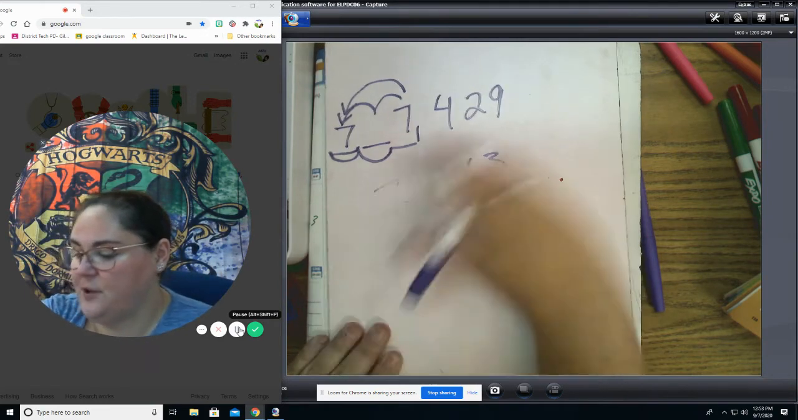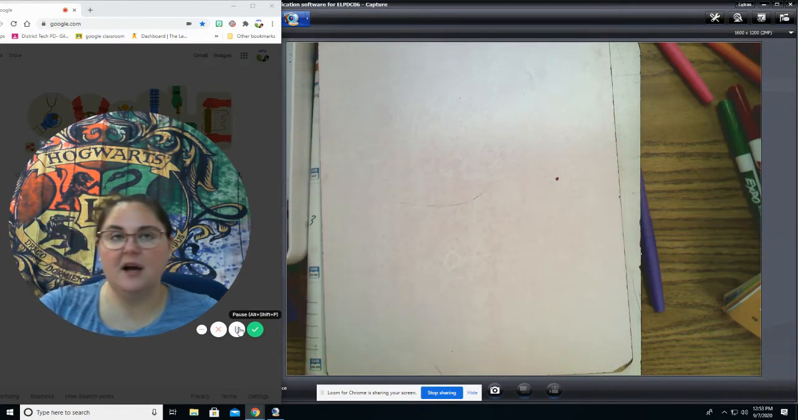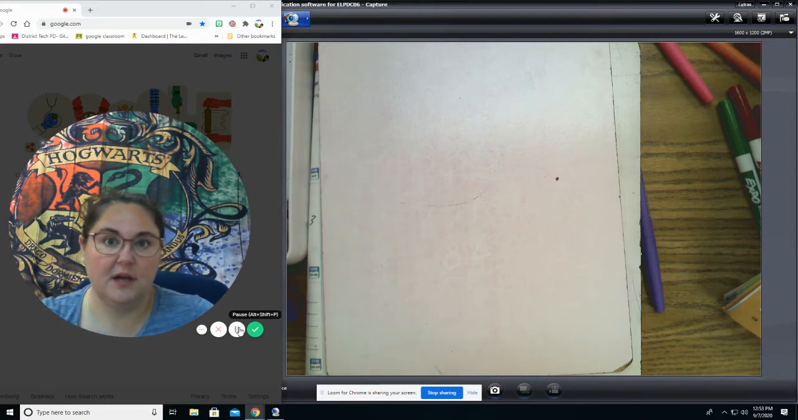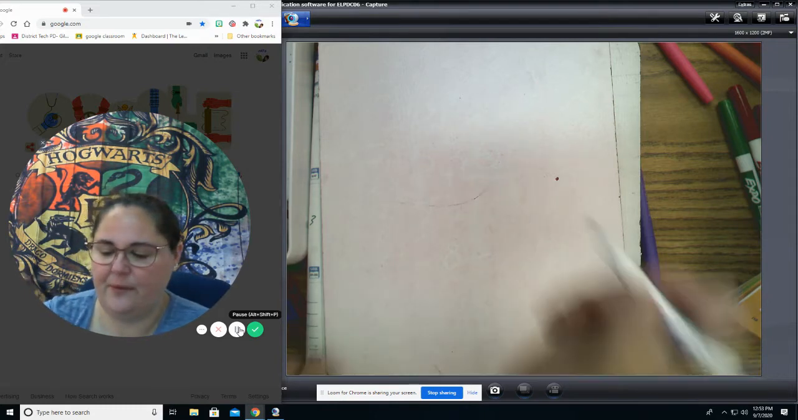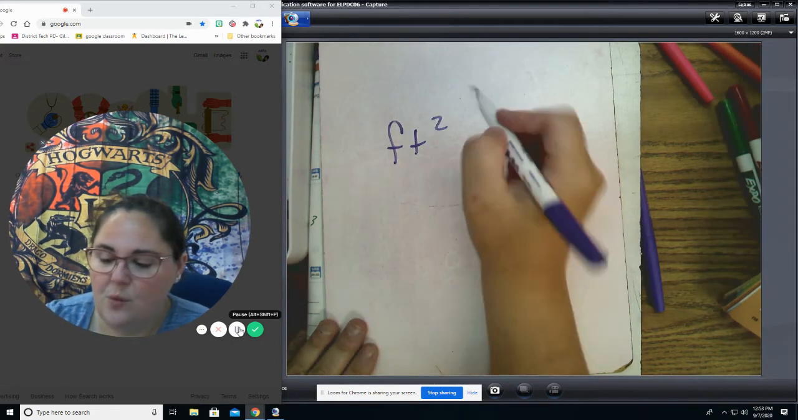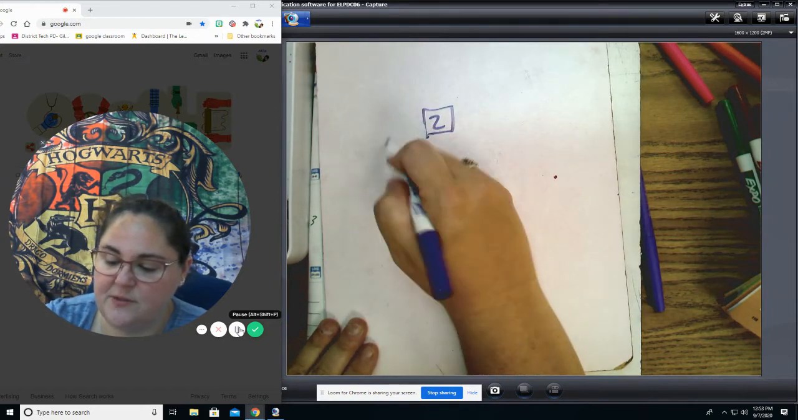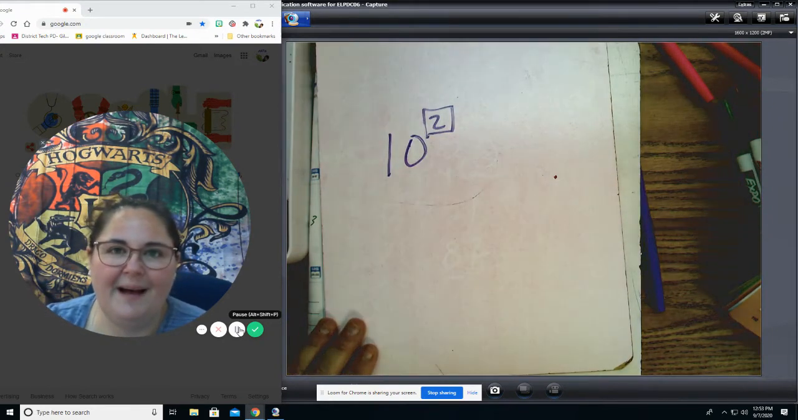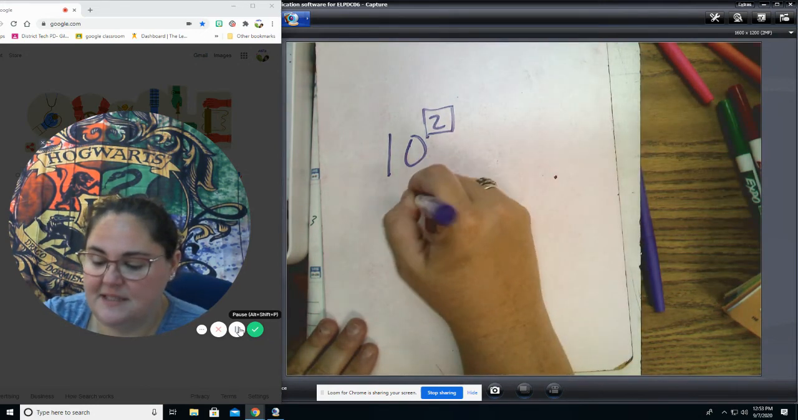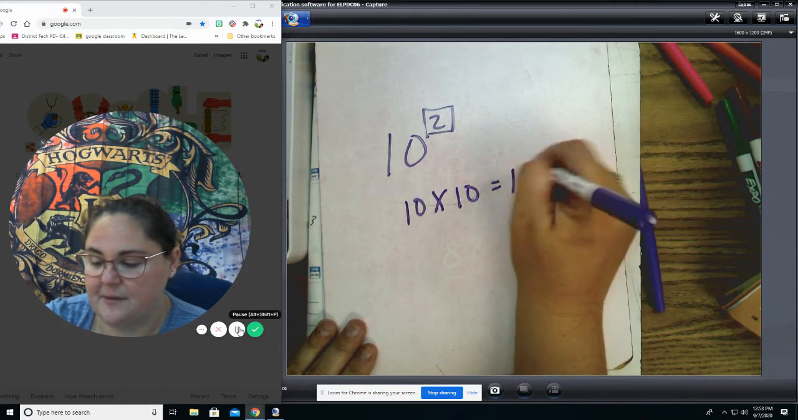So you're going to be doing a few of these today, and we're going to be working on some of these today. So we've talked about how we have feet squared, cubic inches, and all that stuff. And we've talked a little bit about exponents. So you've seen it before like this, right? Well, this little exponent means whatever this number is, I'm going to multiply by itself. So 10 squared means 10 times 10, and that equals 100.